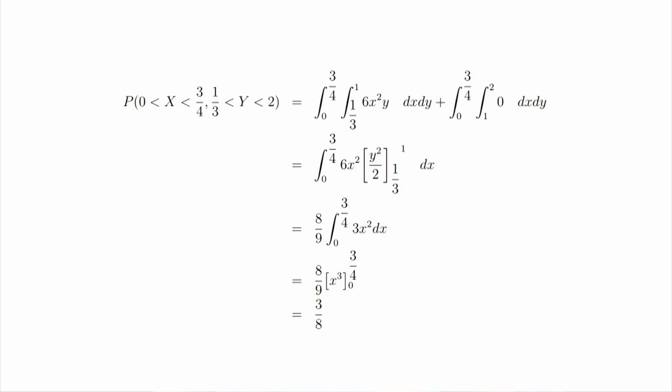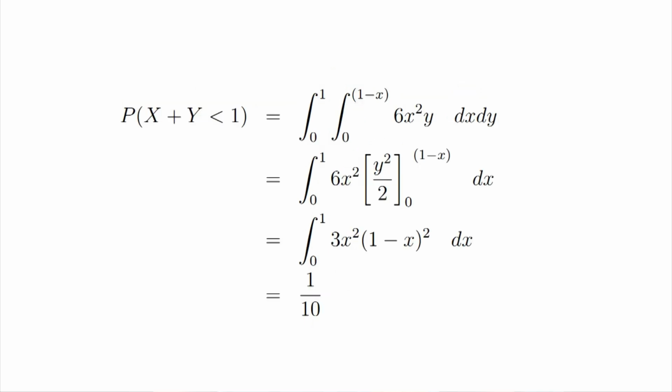is equal to integral 0 to 3 by 4 integral 1 by 3 to 1 6x square y dx dy plus integral 0 to 3 by 4 integral 1 to 2 0 dx dy. On solving and simplifying, this is equal to 3 by 8.